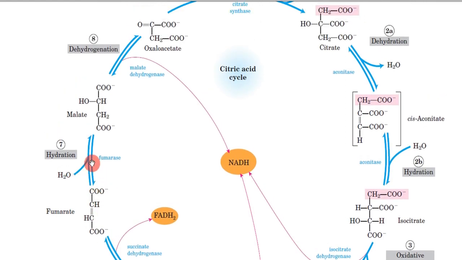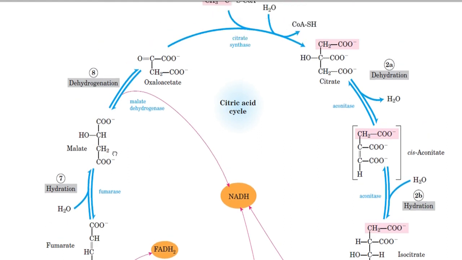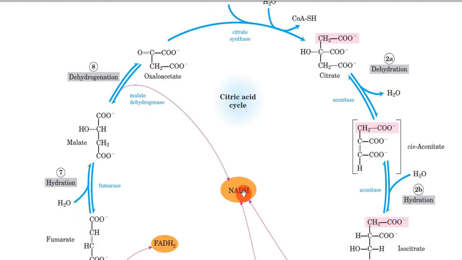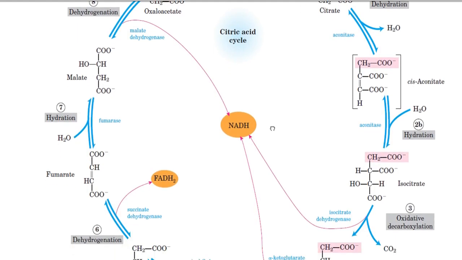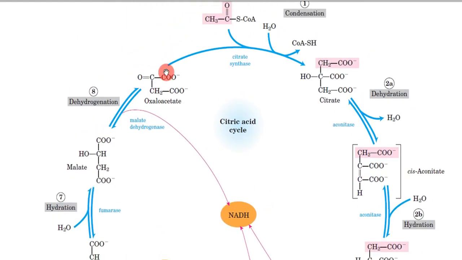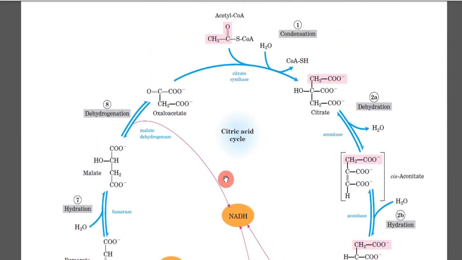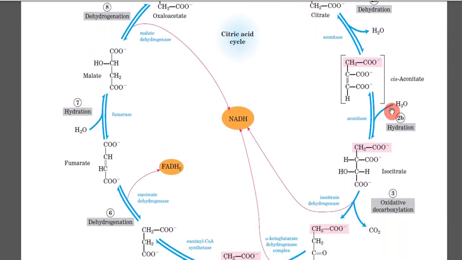Fumarate again undergoes hydration by the enzyme fumarase to form malate. Fumarate is a compound with a double bond, whereas malate is without any double bond. Then malate again undergoes dehydrogenation to form oxaloacetate, and here the hydrogen acceptor is NAD plus. So by one turn of the Kreb cycle, 3 NADH molecules are formed.